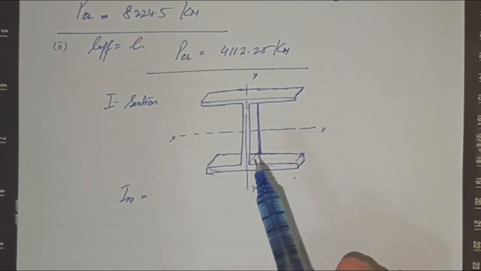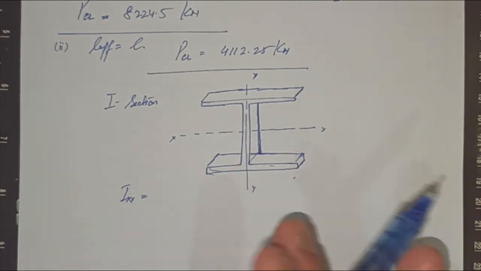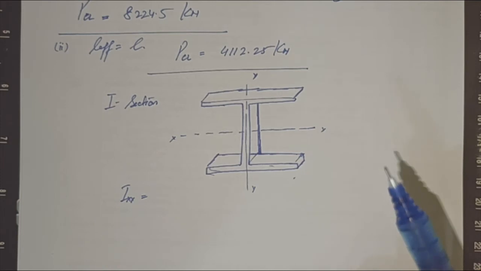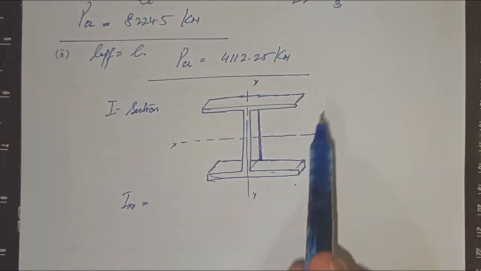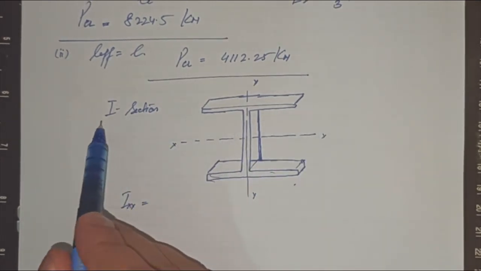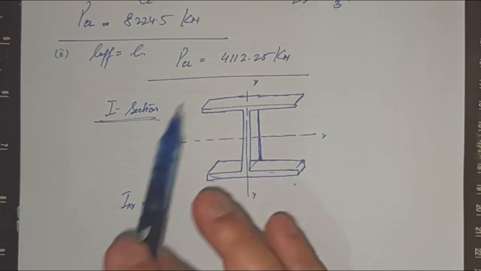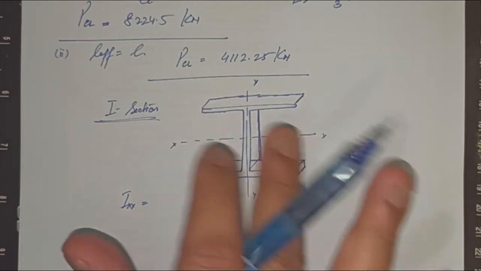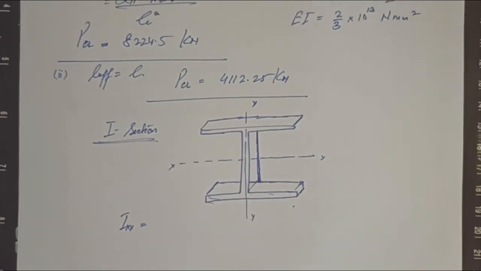So you have to add the moment of inertia of this. In this way you have to find the moment of inertia for the I section. You can see different examples on the internet and learn how to obtain it. I hope you must be knowing, because in first year engineering mechanics you must have learned how to obtain the moment of inertia. Moment of inertia is obtained in those classes. So I hope you must be knowing how to obtain the moment of inertia.